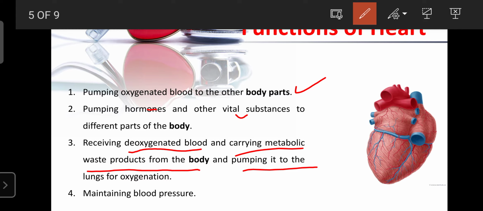Okay, the blood pressure mainly depends upon the myocardium, the muscles of the heart. So these are the four major functions of the heart. First is the pumping of blood, then supply of nutrition and removal of waste material, as well as creating the pressure on the blood.